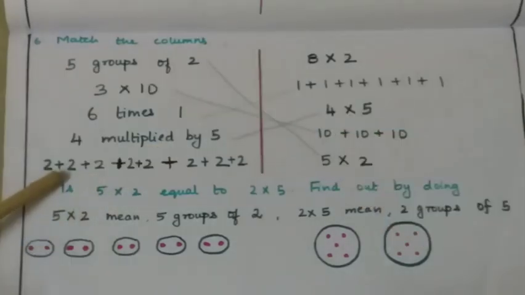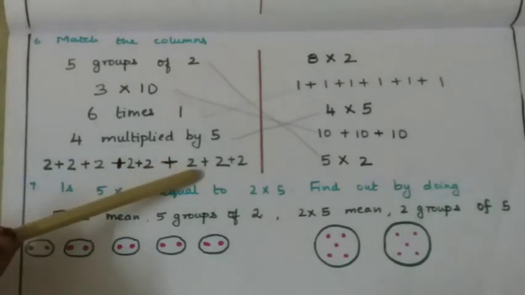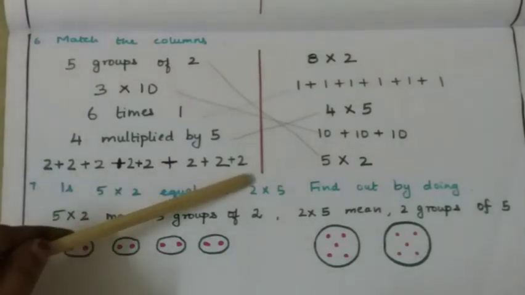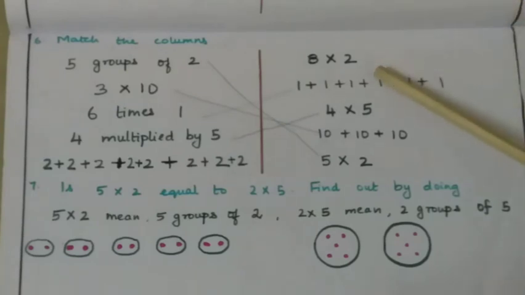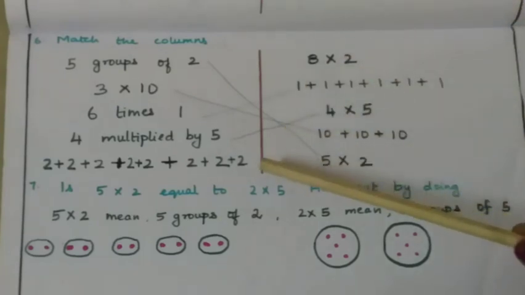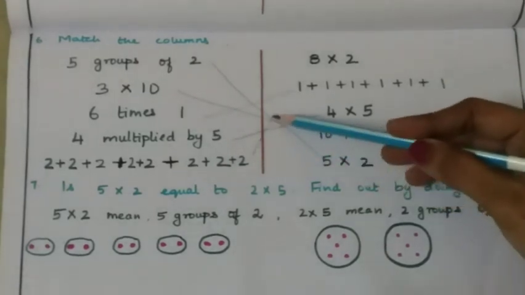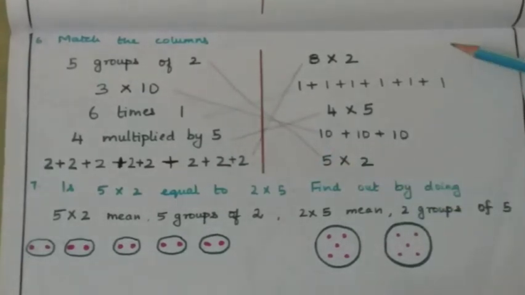If you see the last one, it is 2 plus 2 plus 2 plus 2 plus 2 plus 2 plus 2 plus 2. So there are 8 times 2, which is nothing but 8 into 2. The first row on the right side is going to match with the last row on the left side. So your child needs to match it correctly. If your child is able to do this activity correctly, you can be very sure your child is clear with tables 1, 2, 10 and 5, and you can move to the further tables.